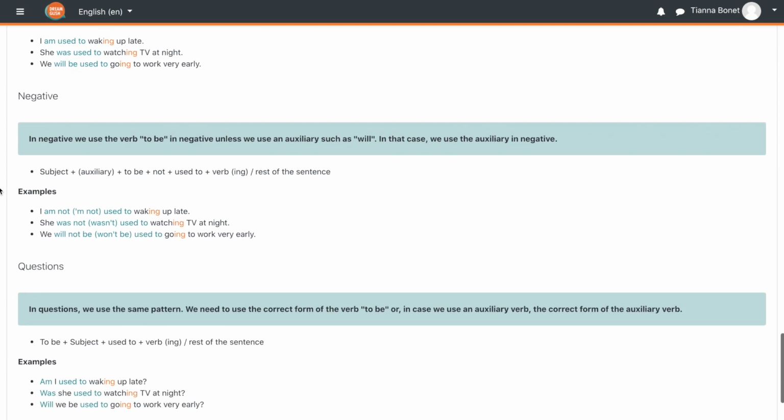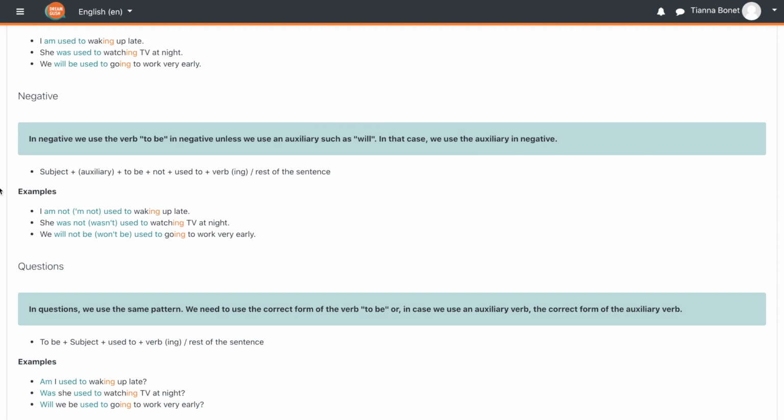Negative. In negative, we use the verb to be in negative unless we use an auxiliary such as will. In that case, we use the auxiliary in negative. We start the sentence with a subject followed by the auxiliary plus to be plus not plus used to plus verb ing and the rest of the sentence. Some examples. I'm not used to waking up late. She wasn't used to watching TV at night. She won't be used to going to work very early.